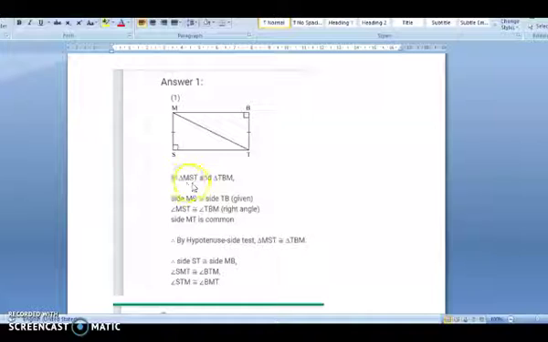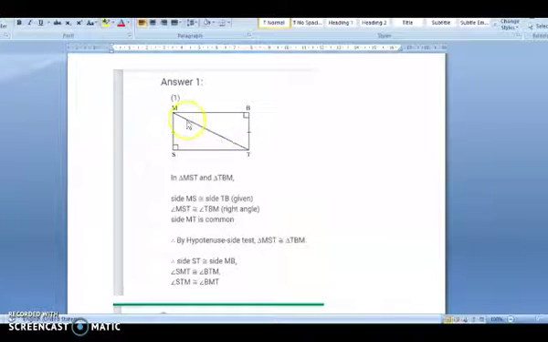In triangle MST and triangle TBM, side MS is congruent to side TB. This is the identical mark. And angle MST is congruent to angle TBM, because this is a 90-degree angle and this is also a 90-degree angle. So both these angles are congruent to each other. Then we can see that side MT is common in both the triangles, and therefore by hypotenuse side test, triangle MST is congruent to triangle TBM.